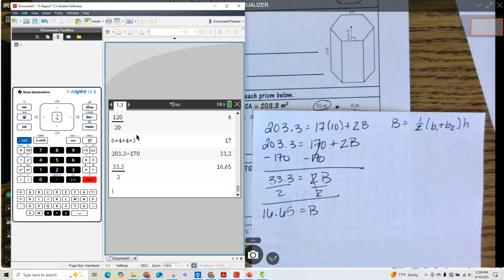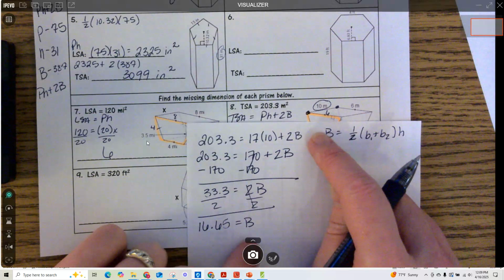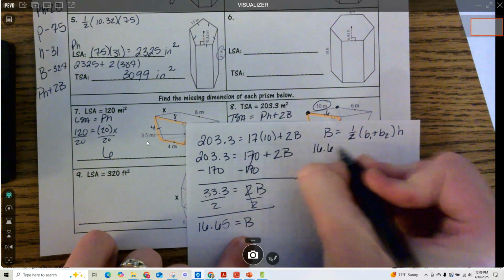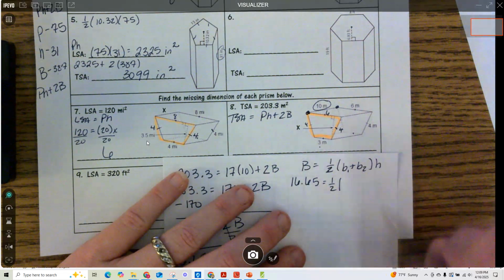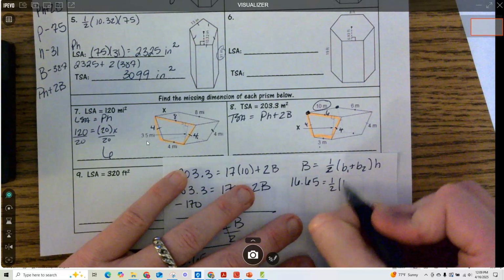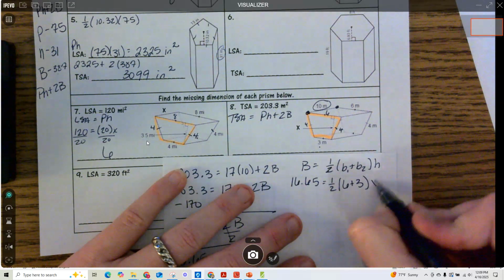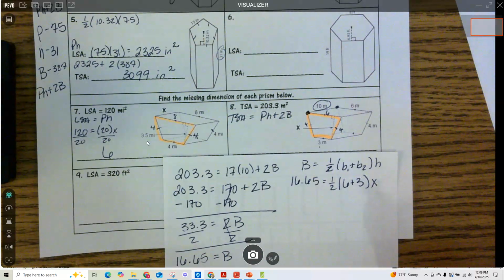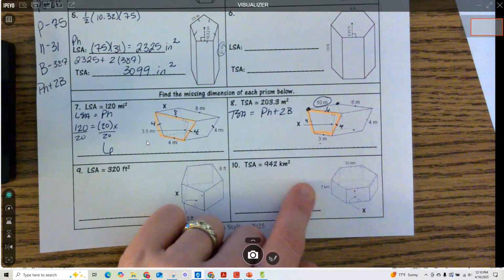Area of the base is this. We know that. So, same thing. We just do the whole thing over again, but we fill in what we know. So, we know big B is 16.65. Do we know base 1 and base 2 of the pentagon? It's the 6 and the 3. What we don't know is the height. I want you to solve that one from there. Okay? The next one I'm going to work all the way through is for a polygon.